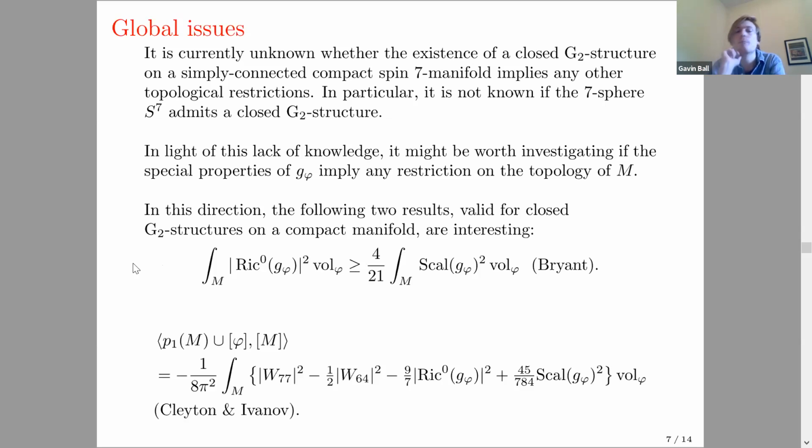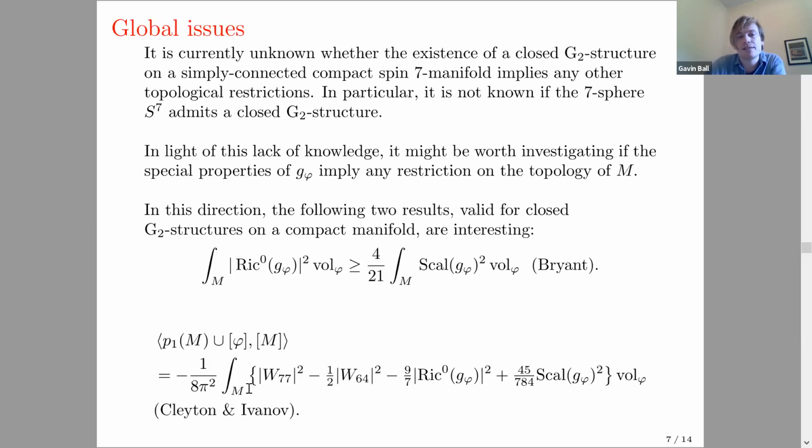And the other interesting result is this result of Clayton and Ivanov that expresses a topological invariant. So if I take the first Pontryagin class of M that lives in degree 4, cup it with the cohomology class of the 3-form that lives in degree 3, so we get something in degree 7, and pair it with the fundamental class of M, I can express this as an integral of the second order invariants, these curvature invariants on my G2 manifold.